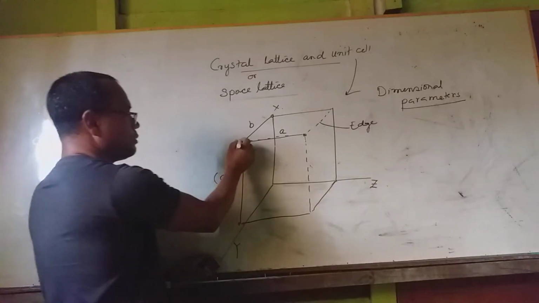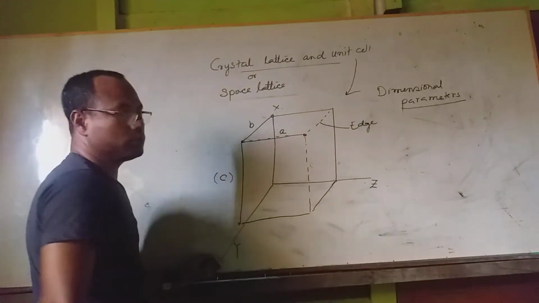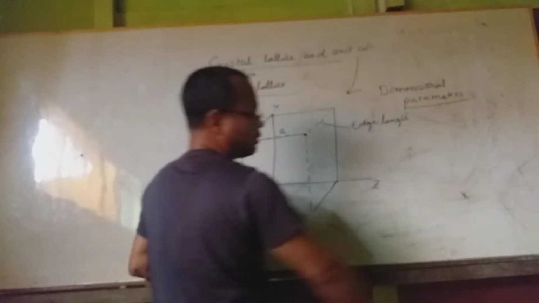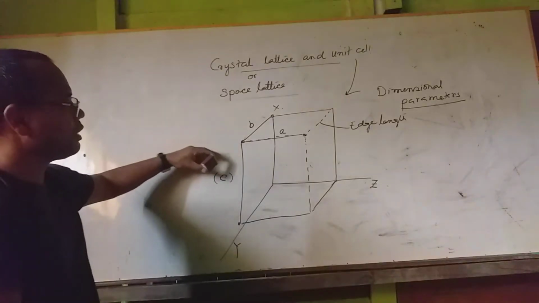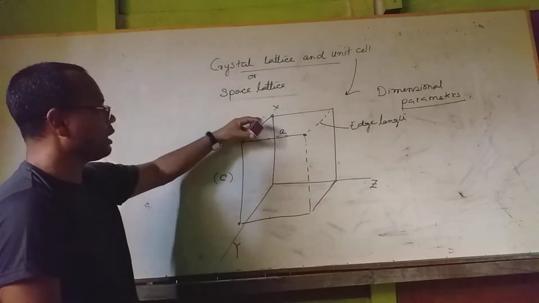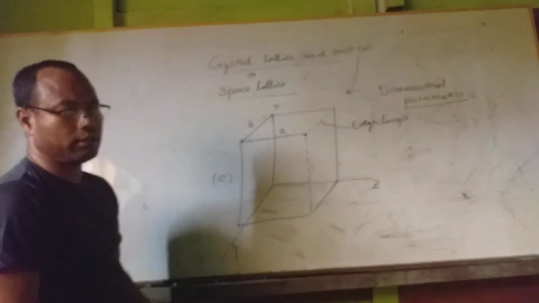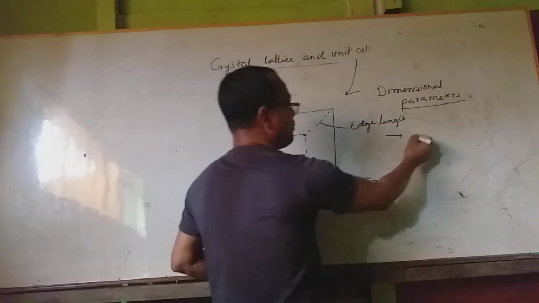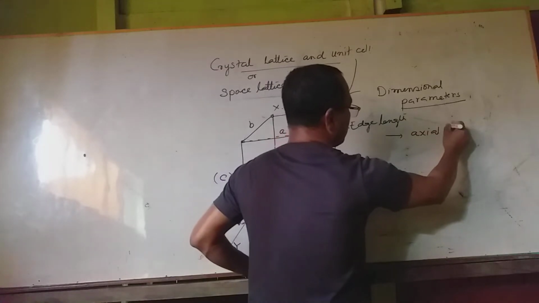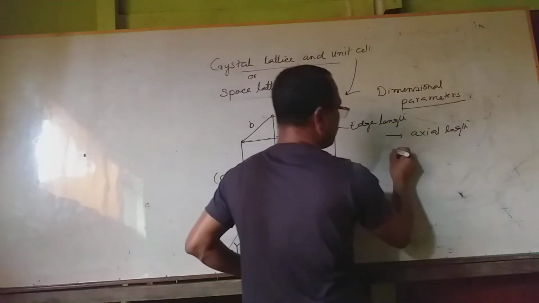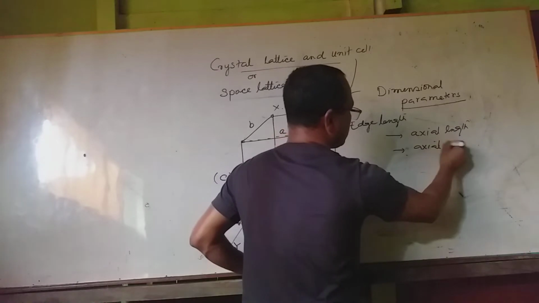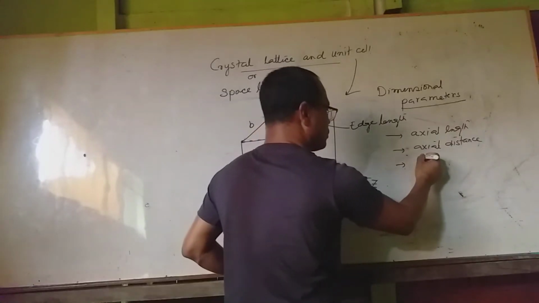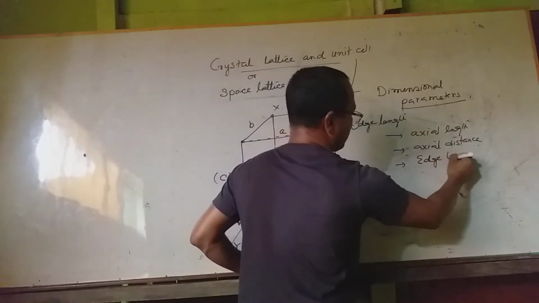So this distance between the two corners, we normally call the axial length. Here, how many axial lengths do we have in our box? We have 3 axial lengths in our parameter. This dimensional parameter we call axial length, or we can say axial distance. Yes, you can note down. This is also what we call X length.